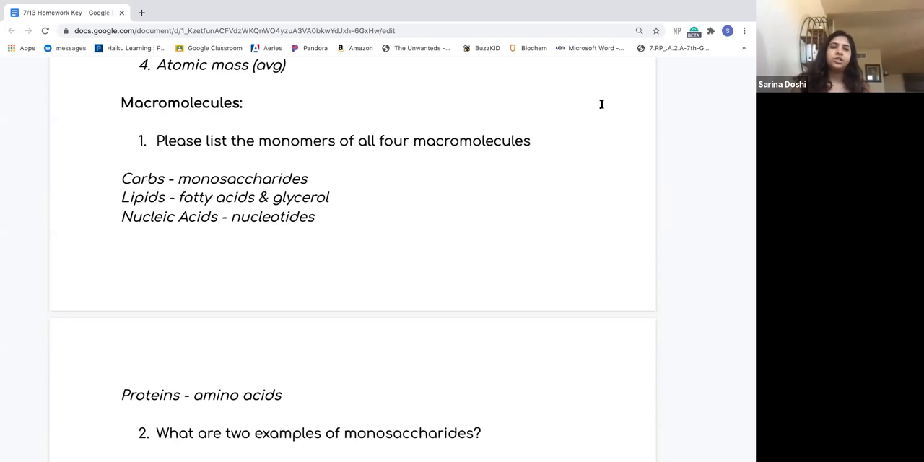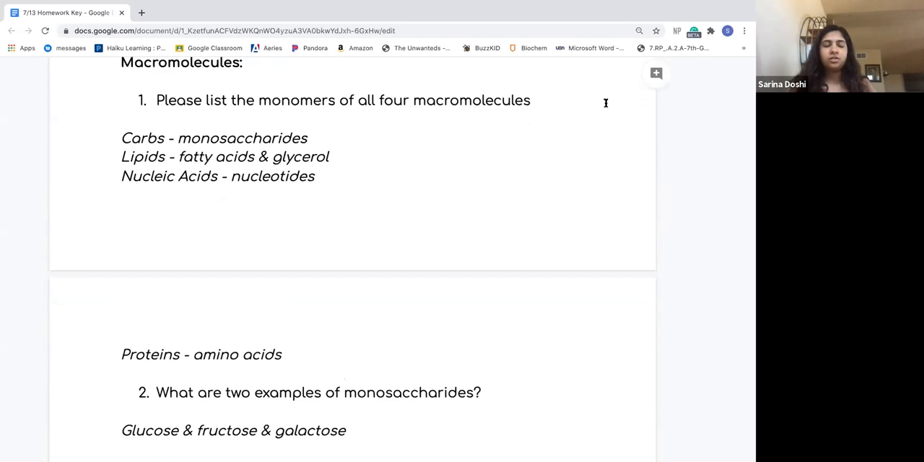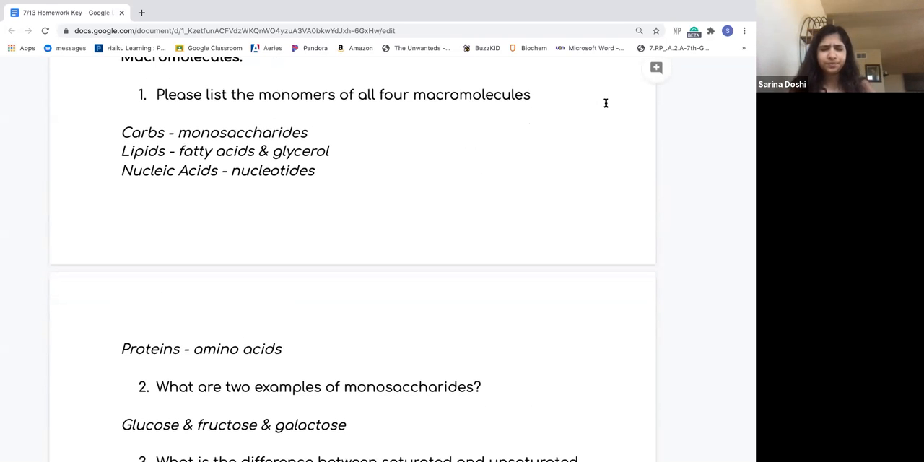Okay, for the macromolecule questions, we've got carbs. The monomer of a carb is a monosaccharide. Lipids, we've got fatty acids and glycerol. Nucleic acids are nucleotides, and proteins are amino acids. So I saw on some of your homework assignments that for nucleic acids, you would write nucleotides and RNA or DNA. This is just a heads up: RNA and DNA, and for the proteins, the secondary, tertiary, and quaternary structure, all of those would not be considered monomers. Monomers refer to like the smallest unit of the macromolecule, which would be these listed.